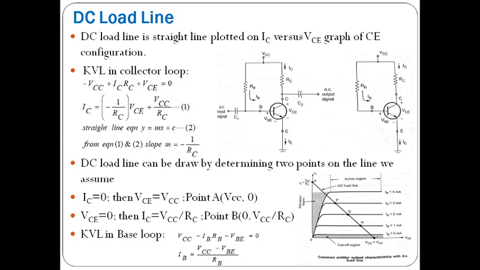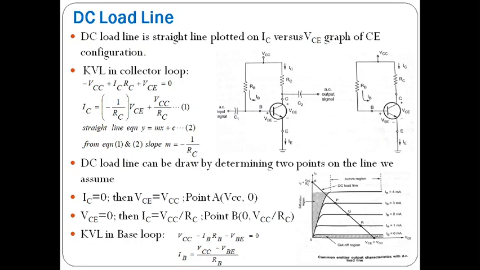This DC load line is always drawn between the current and voltage. It's nothing but the output characteristics of CE. Why? Because we always prefer the CE configuration as the best for audio amplification, so here I'm always taking the example of CE only. The DC load line is a straight line plotted on IC versus VCE, that is output current and output voltage. So the DC load line is always drawn on the output characteristics of the CE configuration.